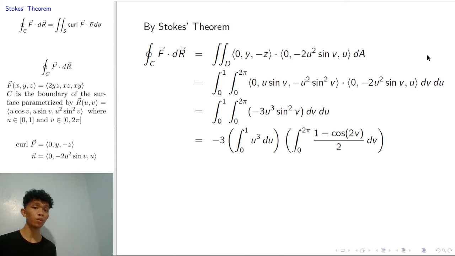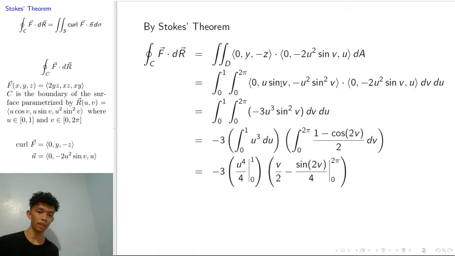The integral of u cubed with respect to u is of course u to the 4 over 4. The integral of 1/2 with respect to v is v over 2. The integration of cosine 2v over 2 becomes sine 2v over 4. We evaluate u to the 4 over 4 from 0 to 1. Evaluation at 1 is just 1/4. So you'll get negative 3 times 1/4, minus the evaluation at 0, which is of course 0.